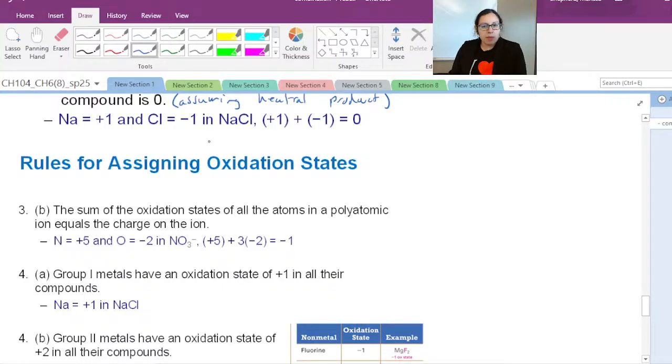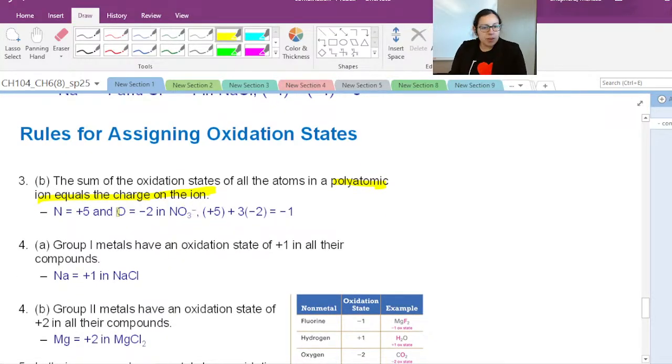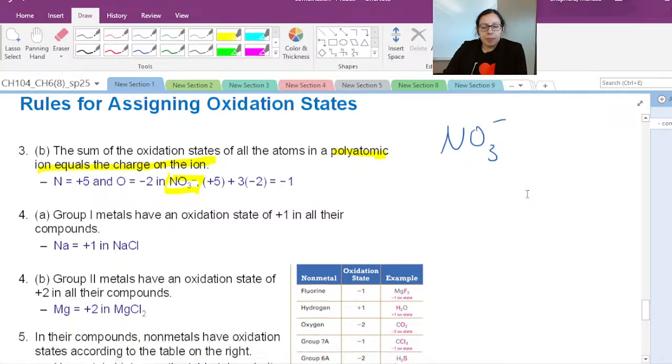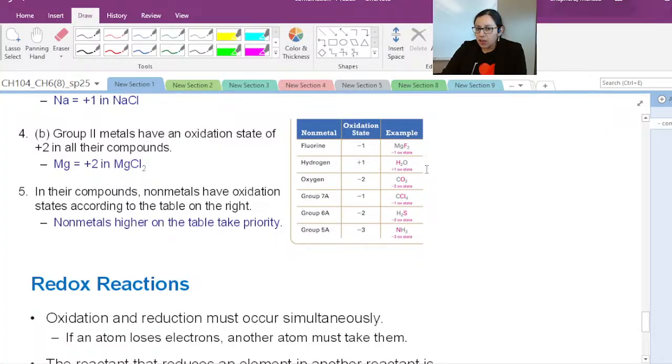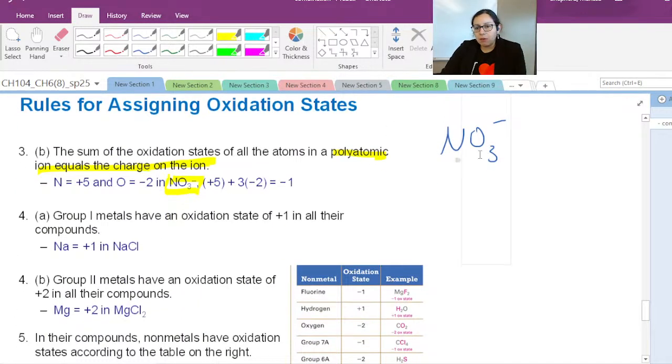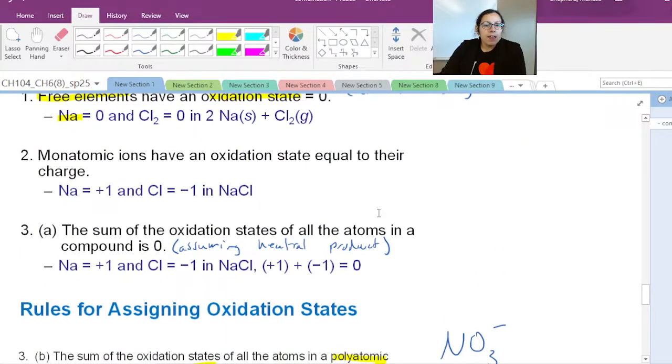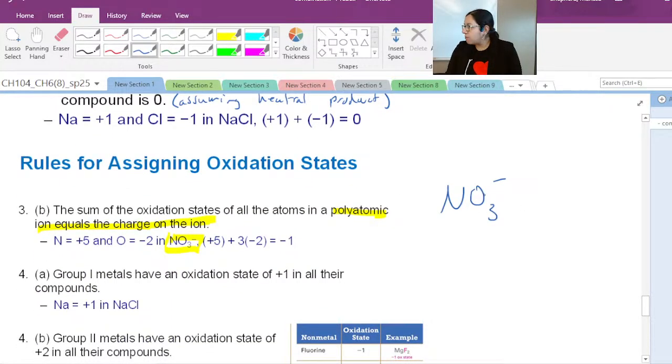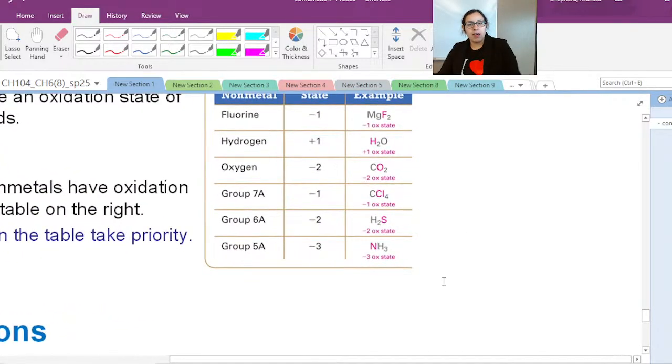Then it mentions the polyatomics. The sum of the oxidation states of all atoms in a polyatomic ion equals the charge. Well, we already knew that, but this helps us figure things out, so let's look at nitrate together, NO3 with a -1 charge. Going in priority of our rules, which are also down here to help us remember, we start with our free element rule. We don't have any free elements in a polyatomic. Then we look at our monoatomic ions, and we should base it off of oxygen, looking at this chart.